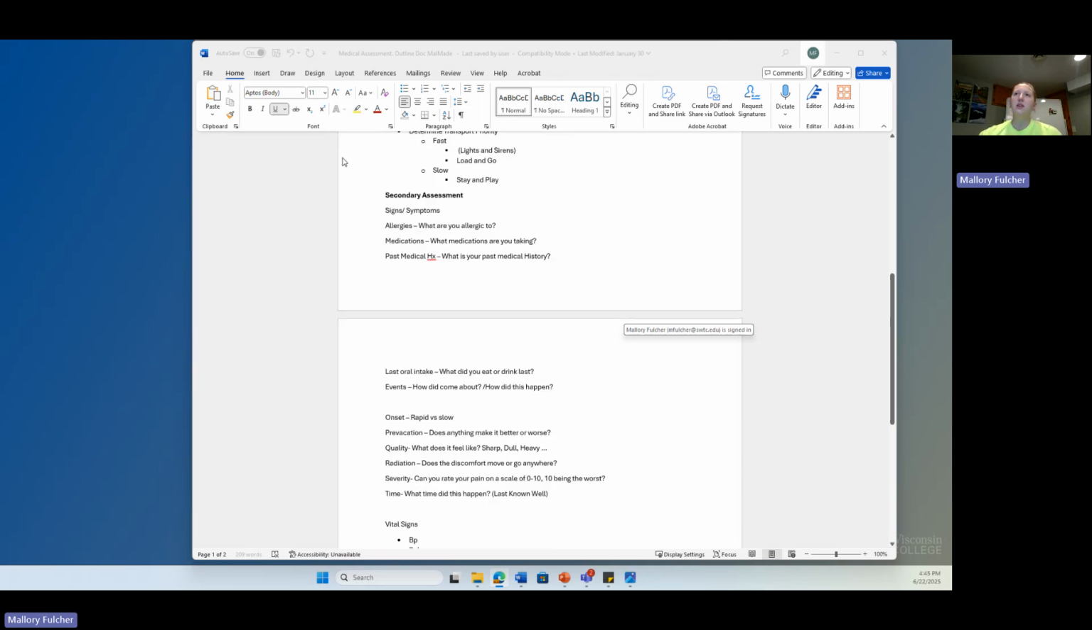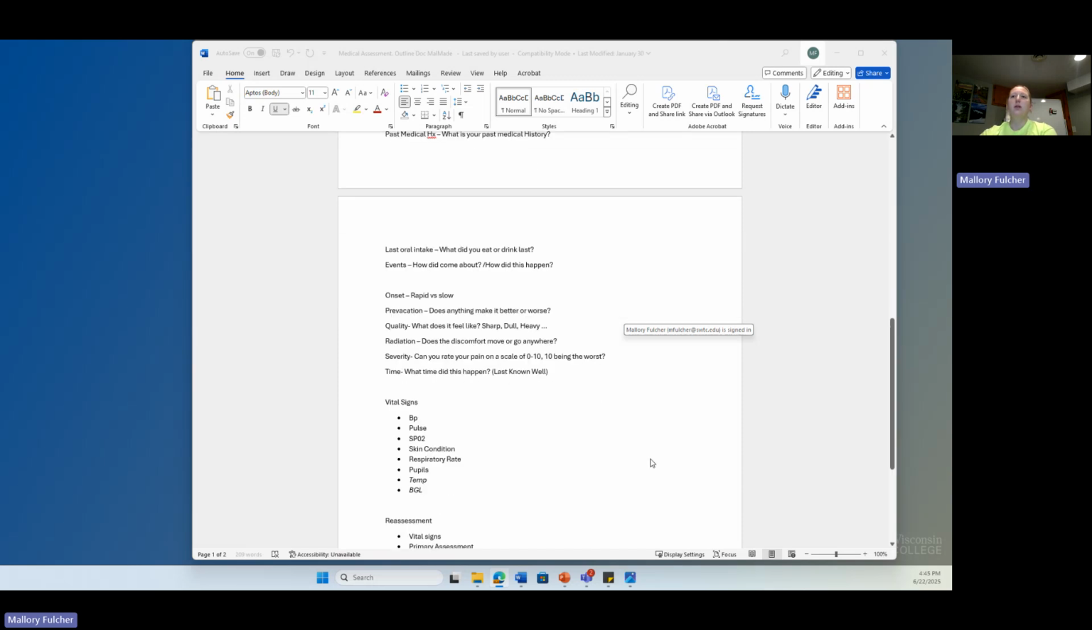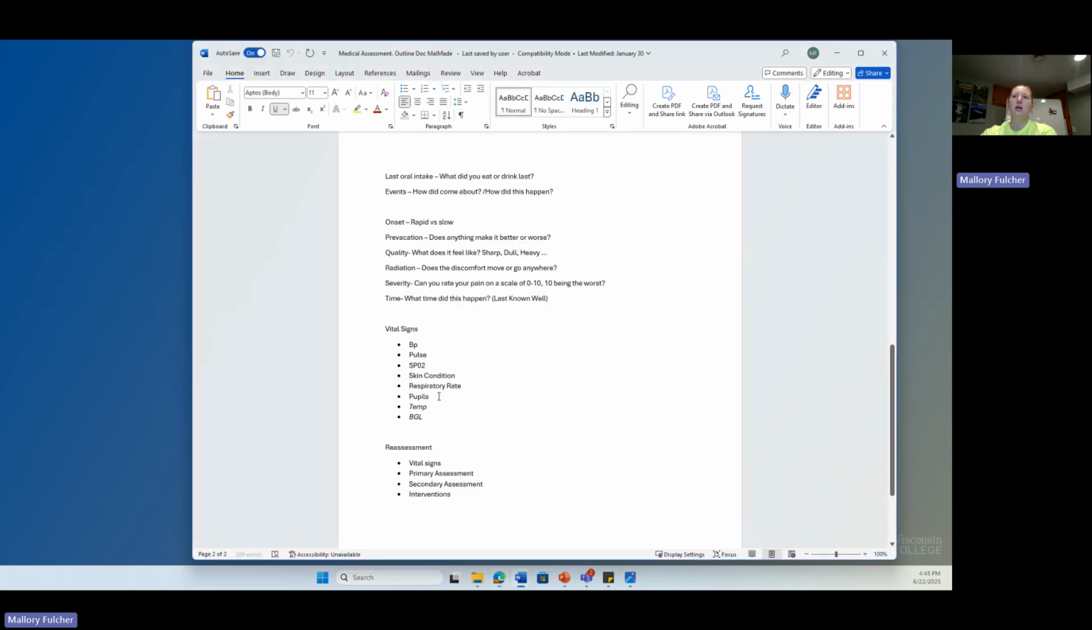From there, we moved on to our secondary assessment, and this is all about our history taking. We've got our SAMPLE and our OPQRST, so signs and symptoms, allergies, medications, past medical history, last oral intake, and events leading up to, as well as the onset, provocation, quality, radiation, severity, and time of injury. And then we throw in our vital signs. Remember, we've got those 6 normal vital signs that we should be getting on every single patient. And then we do have our 2, I like to call them bonus vital signs. They're not technically ones that your book says to do on every patient, but they are really good ones. If you've got the time, they're really good ones to add in there.